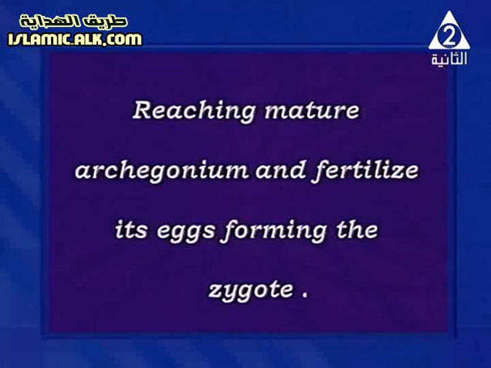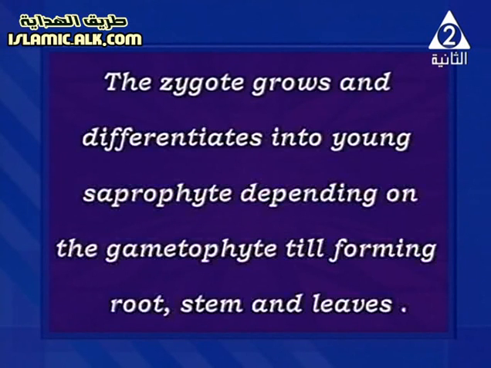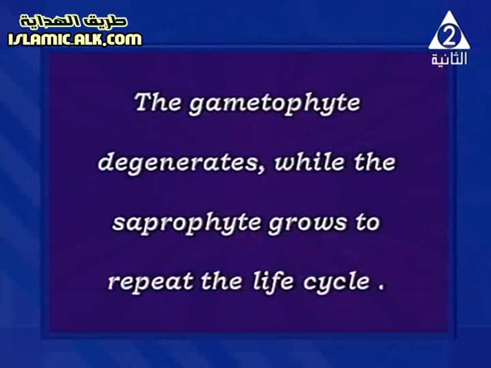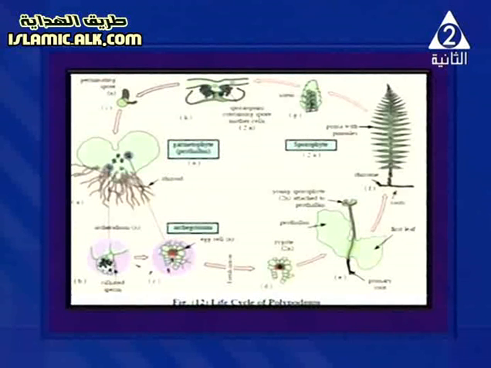After formation of the zygote, which is diploid and carries the full genetic material, the zygote grows and differentiates into a young sporophyte, depending on what? On the gametophyte, until forming root, stem and leaves and the whole parts of the plant. After that, the gametophyte degenerates, I mean it disappears, while the sporophyte grows to repeat the life cycle of the polypodium. This is the life cycle of polypodium.